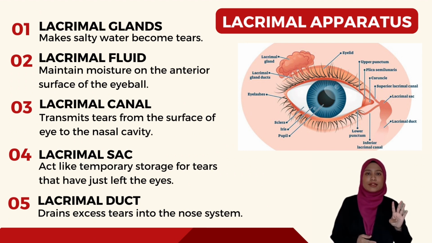The fourth, the lacrimal sac, also known as the tear sac, is an enlargement of the upper portion of the lacrimal duct. The tear sac acts like temporary storage for tears that have just left the eyes. And last is the lacrimal duct, known as the nasolacrimal duct, which is the passageway that drains excess tears into the nose.